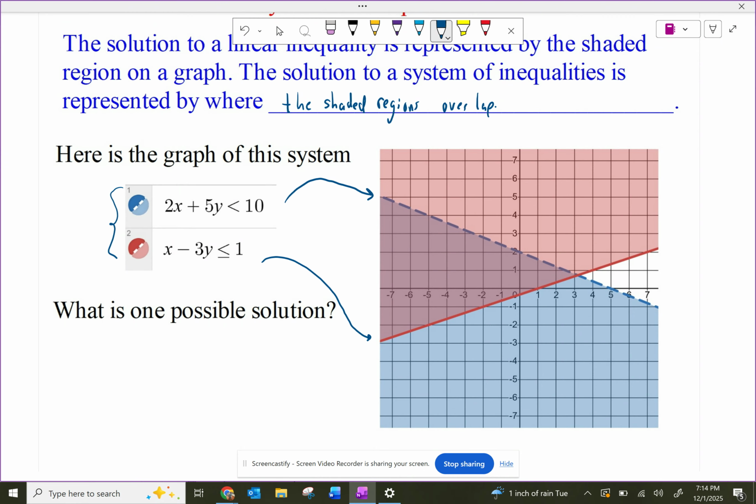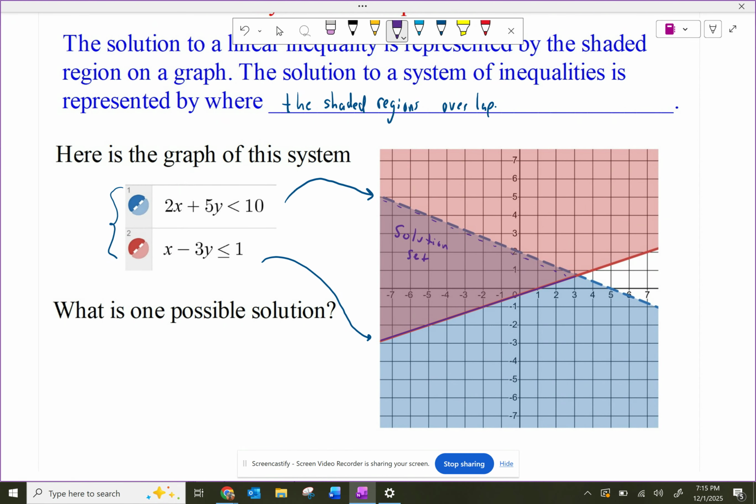So if I want a solution to the system, I need a solution that works for both inequalities. So any value that is in the overlapping region is going to be a solution. So this is where all our solutions are. Everything on this line and just below the dashed line. Because remember, if you're on the dashed line, you're not a solution.